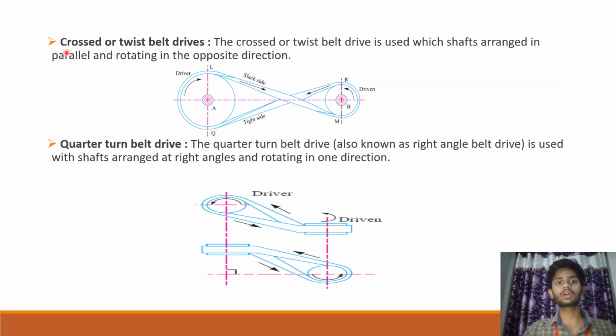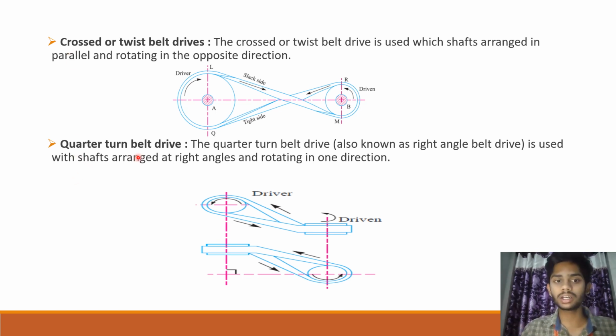Next is crossed or twist belt drives. The crossed or twist belt drive is used with shafts arranged in parallel and rotating in the opposite direction. So in this belt drive, the belts are twisted and the shafts rotate in the opposite direction. That means the driver and the driven are rotated in the opposite direction. Whereas in the open belt drives, the driver and the driven are rotated in the same direction. But in the cross or twist belt drives, the driver and the driven are rotated in the opposite direction.